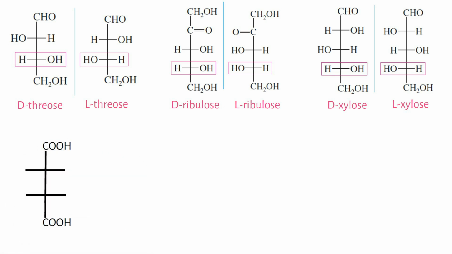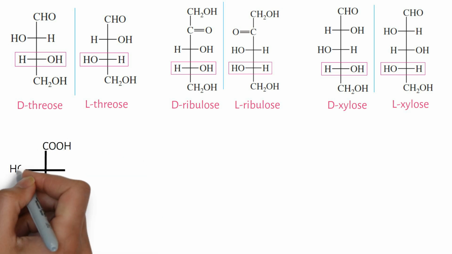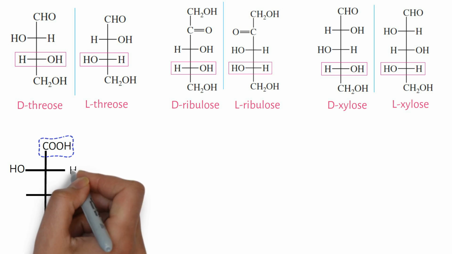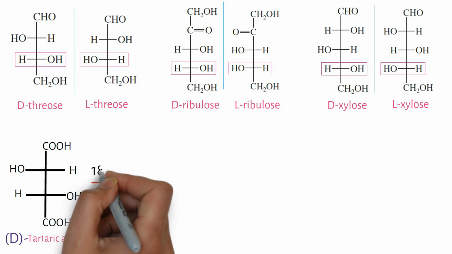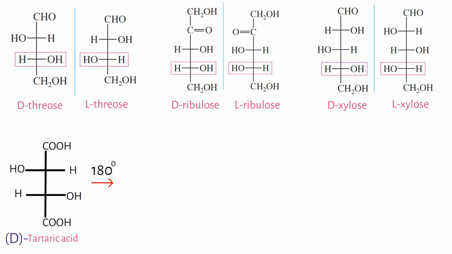Consider this molecule. Normally we have to keep the most oxidized carbon at the top. But in this, both sides are the same. This molecule is called tartaric acid. Since the bottom asymmetric carbon has hydroxyl group on the right, therefore it is called D-tartaric acid. Notice that even if this molecule is rotated in the page by 180 degrees to bring the bottom carboxyl group at the top, we get the same molecule, D-tartaric acid.